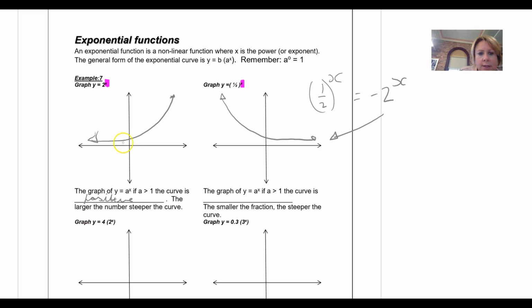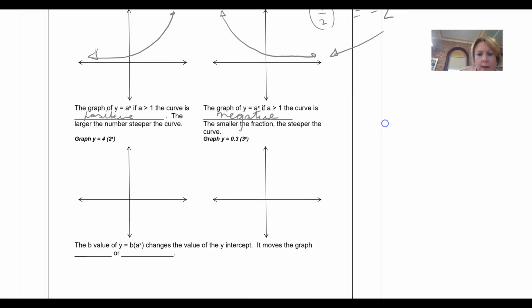The larger the number, the steeper the curve. So if it was 5, it would come up here. And where it's less than 1 or a fraction, it's negative, and the smaller the fraction, the steeper. So if we have a look at this, it's 4 lots of that. Oh, I forgot to tell you, it always cuts at 1. Always cuts at 1, and that's because any number to the power of 0 is 1.